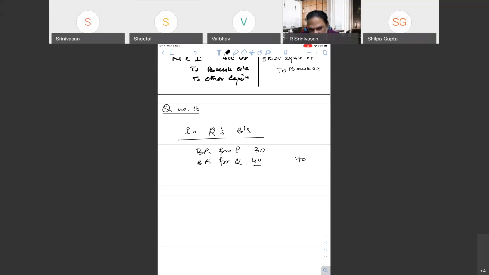That means they have discounted. 70 minus 50, so bills discounted is 20. For any discounted bill, if the drawee is not paying, there is a contingent liability. The contingent liability is to be shown underneath the balance sheet as a footnote. But your own bill, you will not show it.